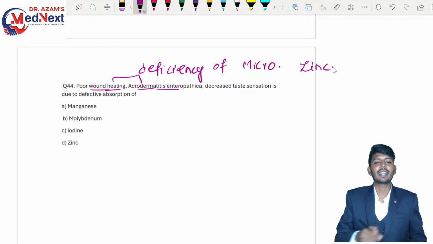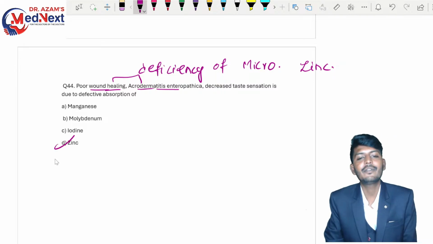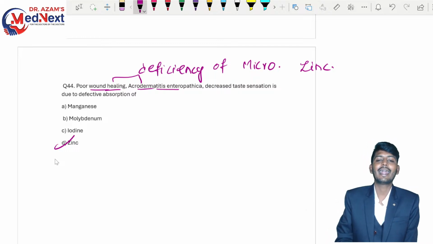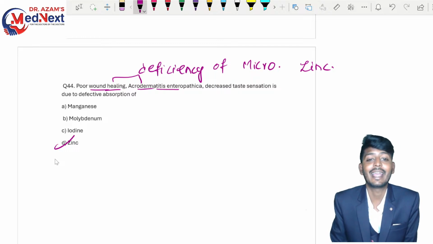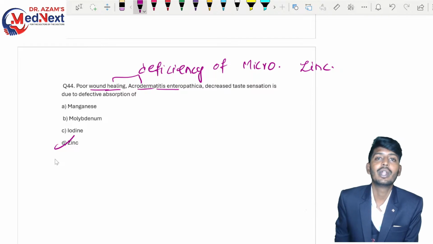Because of the lack of zinc, the answer is: your lack of zinc will lead to deficiency, or they are called as, leads to acrodermatitis enteropathica and poor wound healing.